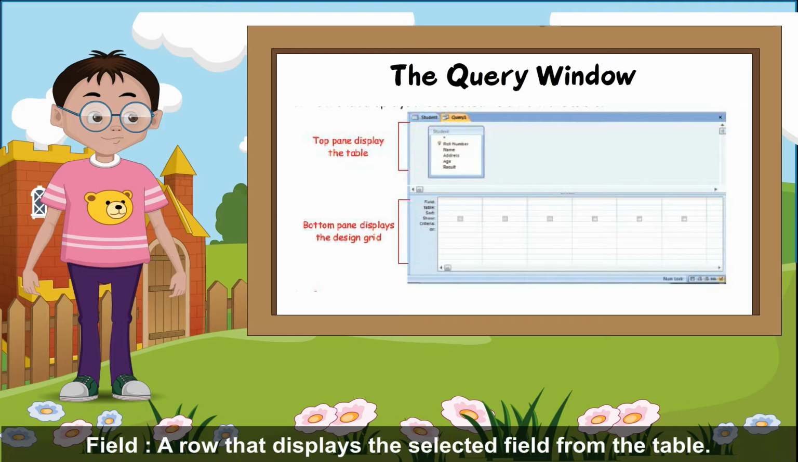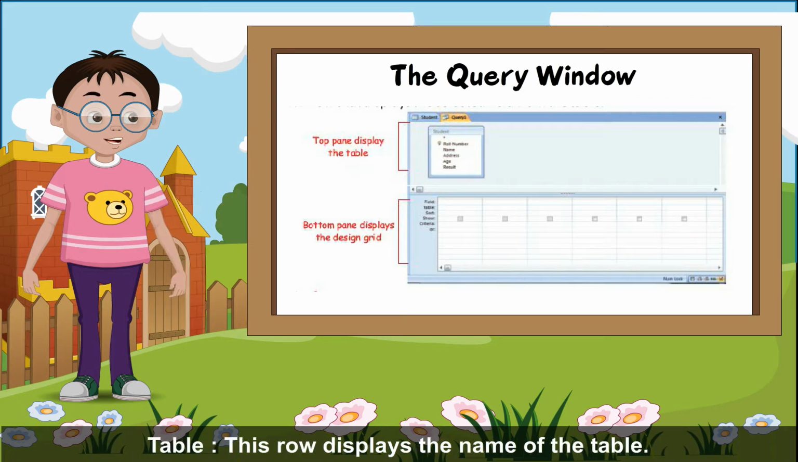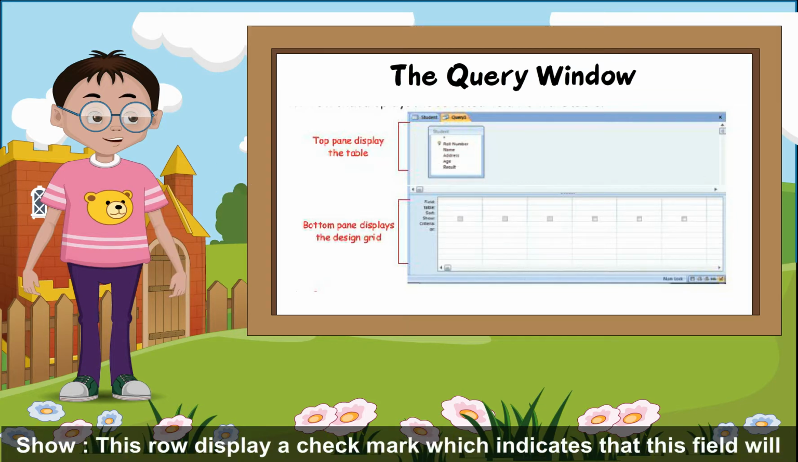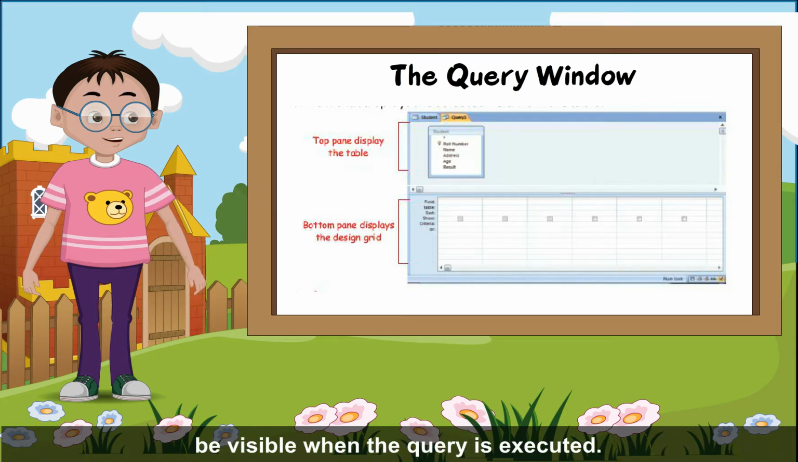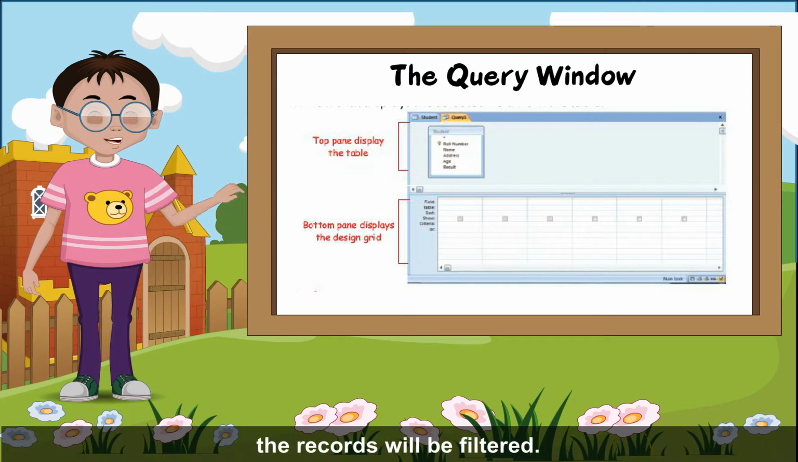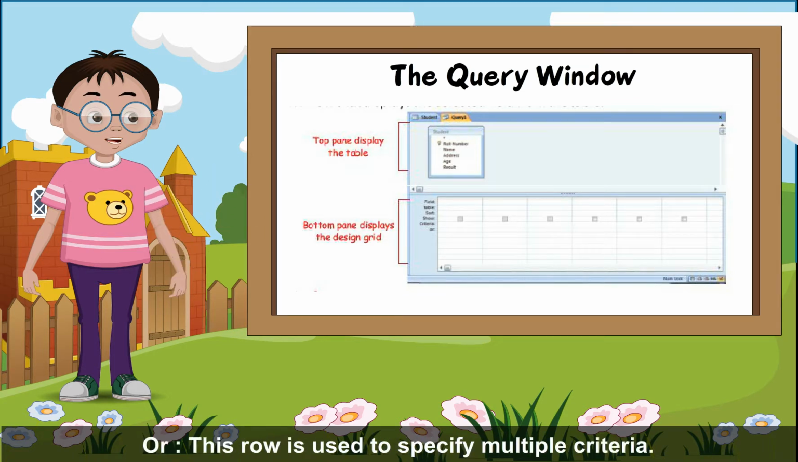Field: a row that displays the selected field from the table. Table: this row displays the name of the table. Sort: this row is used to sort the data in ascending or descending order. Show: this row displays a check mark which indicates that this field will be visible when the query is executed. Criteria: this row is used to specify the conditions on the basis of which the records will be filtered. Or: this row is used to specify multiple criteria.